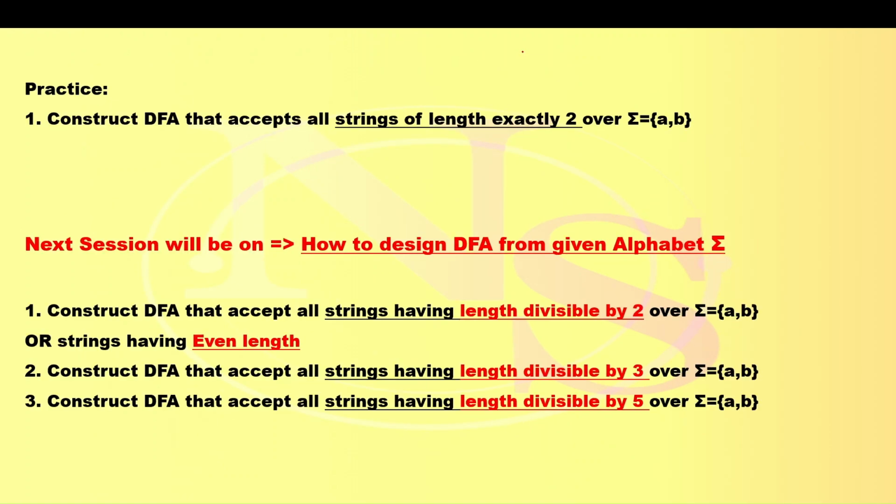You can practice a similar kind of question to accept all strings of length exactly 2. In the next few sessions, we will see how to design automata where the length of the strings is divisible by 2, or divisible by 3 or 5.